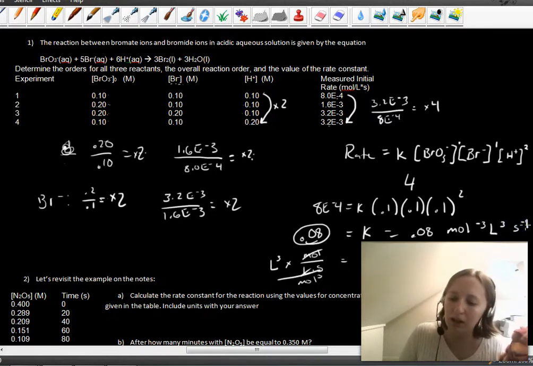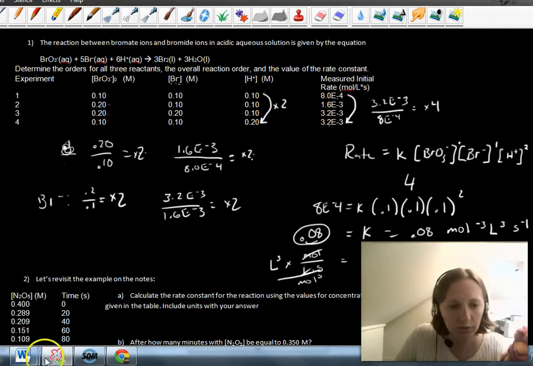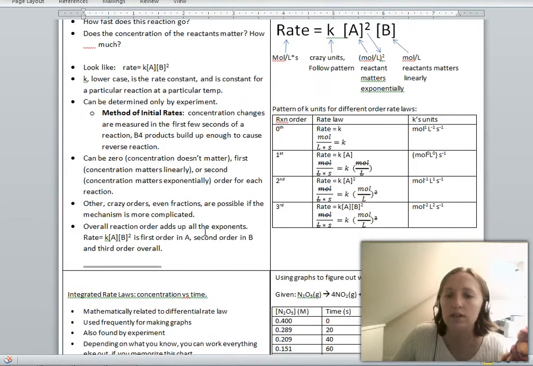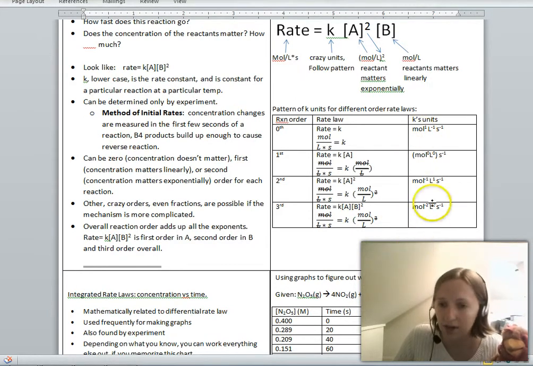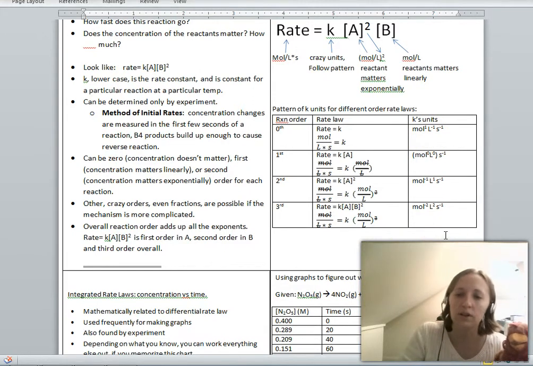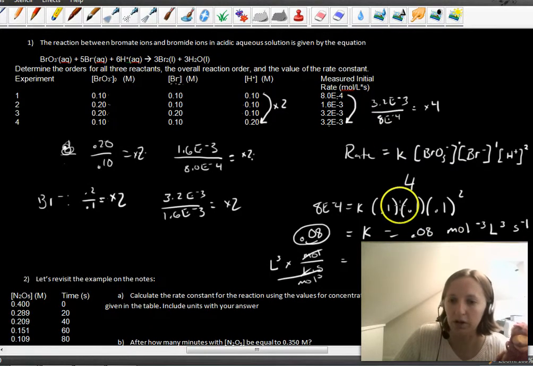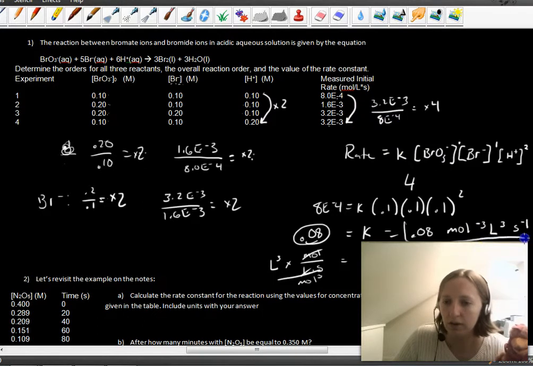And if you flip back and look at your notes, that actually continues the trend that we saw in the units, where this chart only goes to third order, but for a fourth order rate law, you would have, you see how the moles go 1, 0, negative 1, negative 2, negative 3, liters negative 1, 0, 1, 2, 3, and always seconds negative 1. So there you have that, and it's important always to have your units for your rate constant. What else do we have?